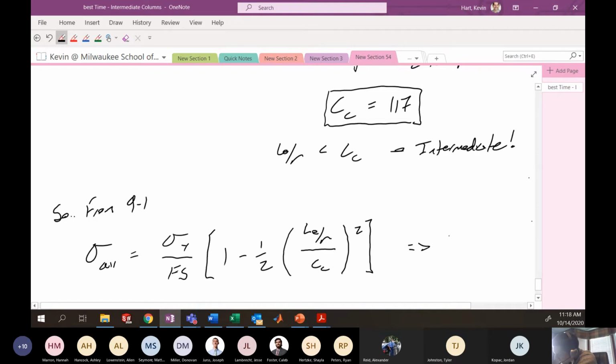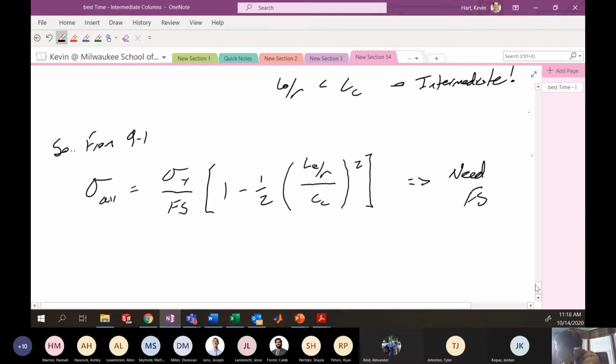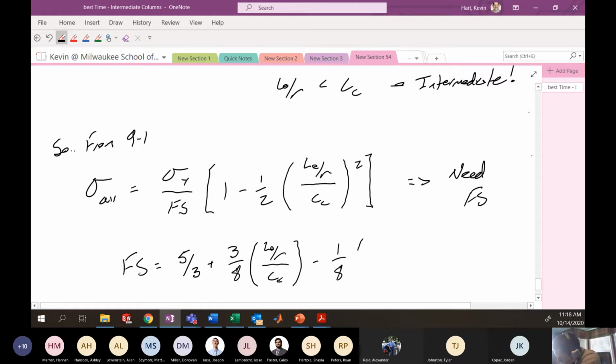And we basically have everything here except we need this Fs value, which is also given by table 9-1, where Fs is 5/3 plus 3/8 times the slenderness ratio over this critical value, CC. So it'll be minus 1/8 the slenderness ratio divided by the CC value to the third power. Where this comes from, experiment, obviously.